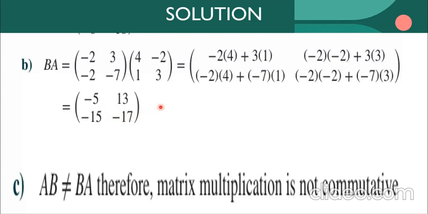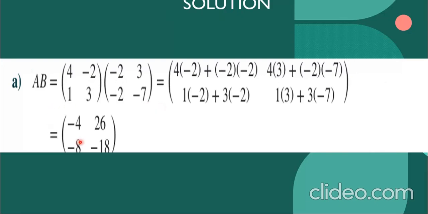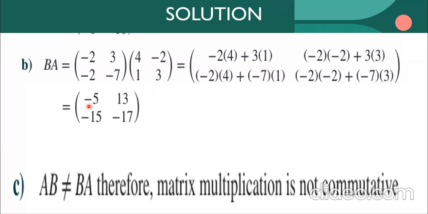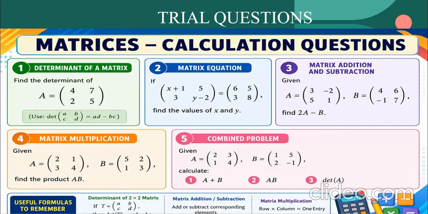Now, when we compare our answer in AB to BA, we realize that matrix AB is not equal to BA. Therefore, we conclude that matrix multiplication is not commutative. Matrix multiplication is not commutative. Alright, so these are trial questions for you.